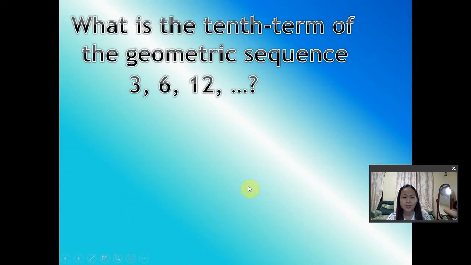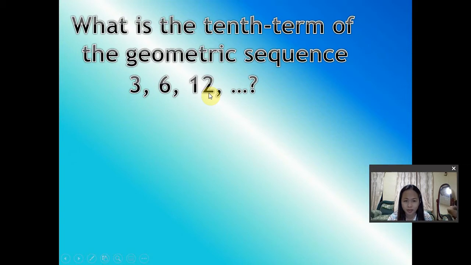Okay, so we have that one. Next is, what is the 10th term of the geometric sequence? So not anymore the next term, but we are going to find the 10th term of our geometric sequence: 3, 6, 12, and so on. So what is the common ratio for this? That is 2, since 6 divided by 3 is 2, or 12 divided by 6 is also 2. Now, to get the 10th term, we'll have 3 times 2, that's 6. This is the second term. 6 times 2, that is 12. That's the third term. Now, for the fourth term, that's 12 times 2, that's 24.